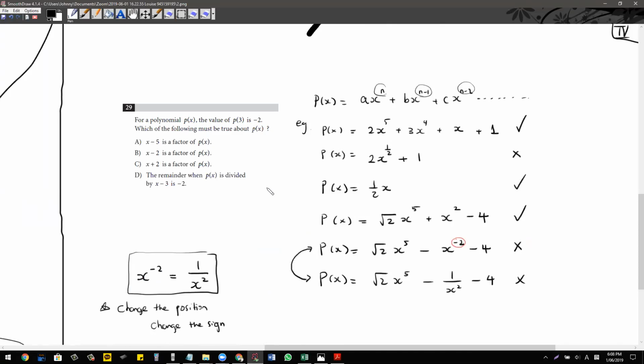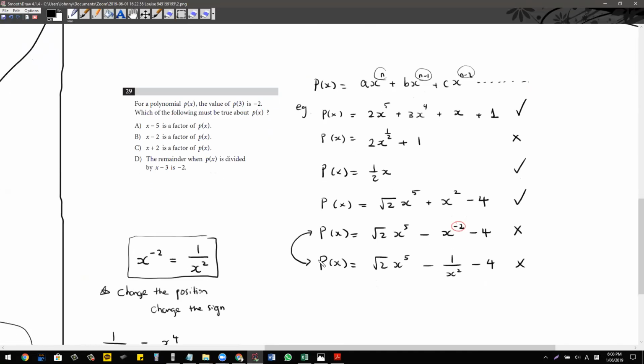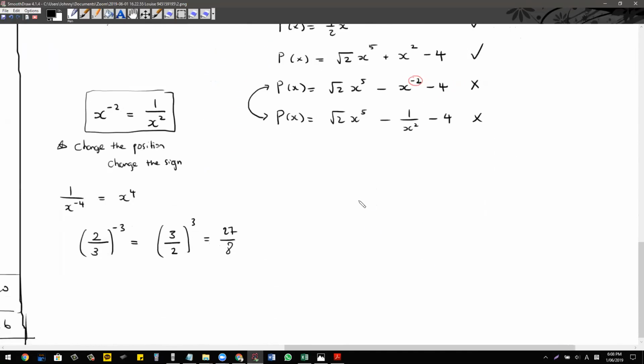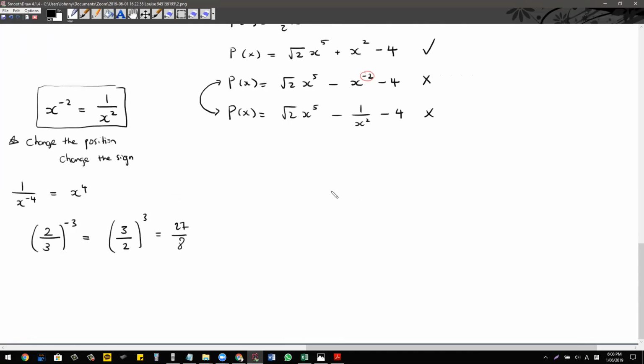Anyway, question 29 says there's a polynomial, and when you plug in 3 into the x, the whole thing is -2. Which one must be true about the p of x? So this is going to take a bit of time for me to explain, but I'll just tell you something. Maybe I should do it now.